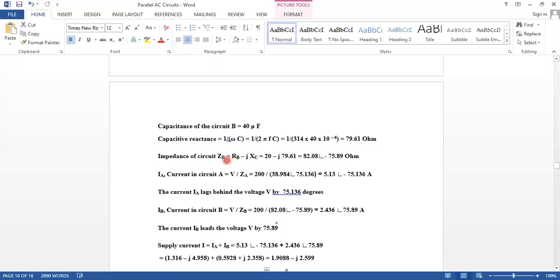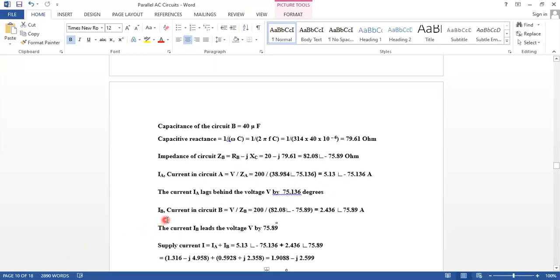Next, when we write this again, you convert into polar form and write down using complex mode. Now find out the current in circuit A. It is nothing but the voltage V divided by the impedance in branch A. You get the value of current. If you observe here, you are getting the negative angle. So it means that the current IA lags behind the voltage V by 75.136 degrees. So IA lags V.